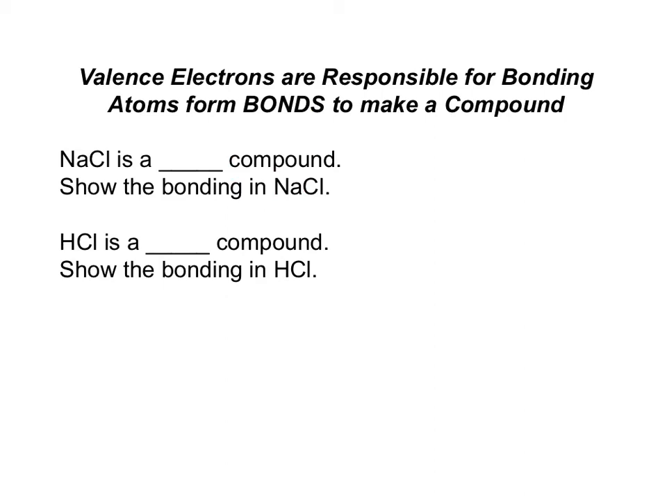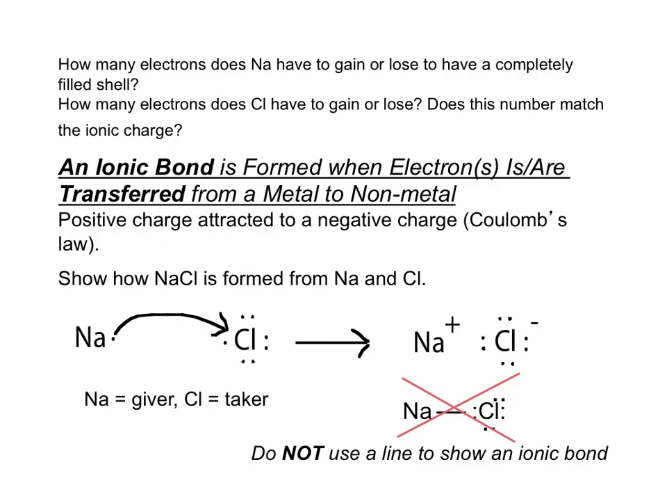So let's see how these ideas are involved when atoms bond together to make a compound. Stop the video and answer these 2 questions. And the answer in each blank is: sodium chloride is an ionic compound. An ionic bond forms between the sodium ion and chloride ion. An ionic bond forms when sodium transfers its valence electron to chlorine. Sodium ion and chloride ion have completely filled shells. The electrostatic attraction between the plus charge and minus charge is the ionic bond. Do not use a line to show an ionic bond.